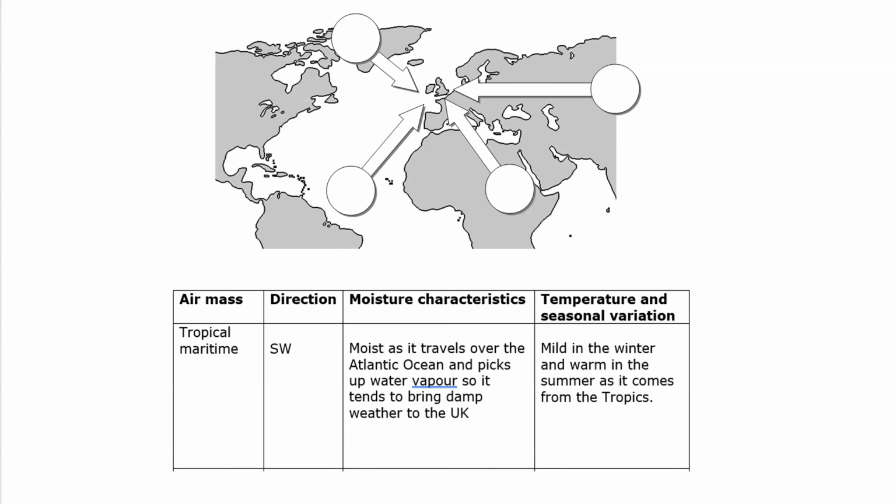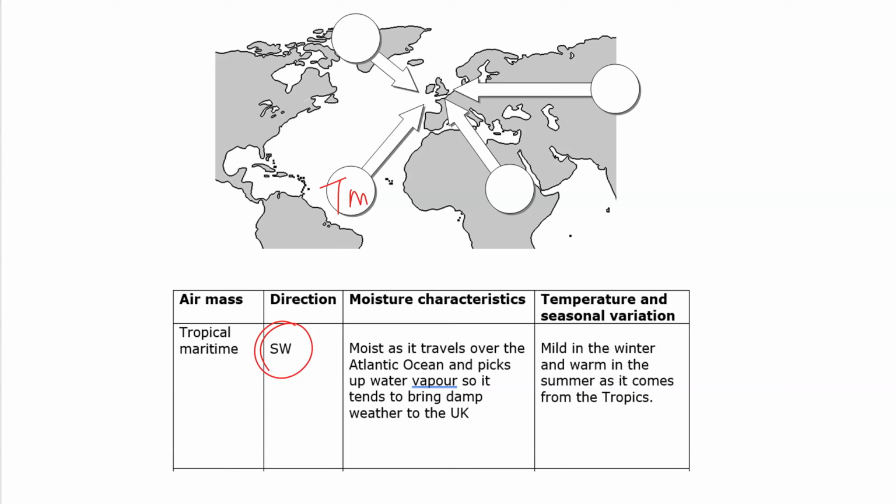So if those are the four air masses that affect the British Isles, then we need to take a wee look at what the characteristics of those air masses are going to be as they come towards us. So we start off with the tropical maritime air mass here, which comes from the southwest.